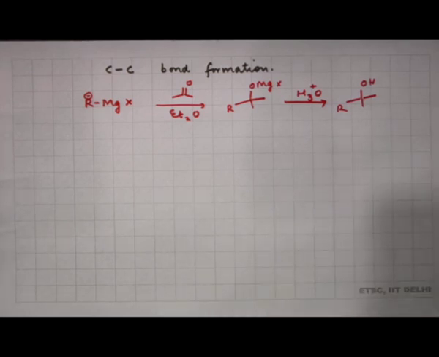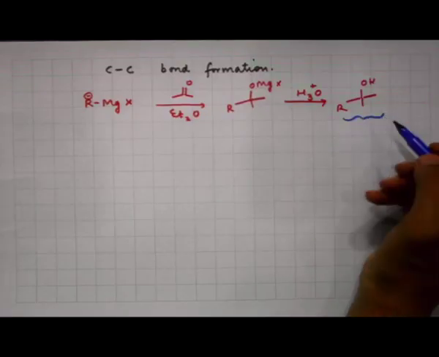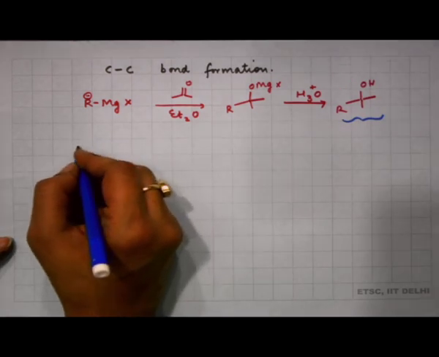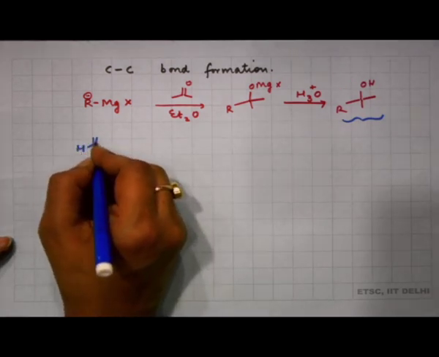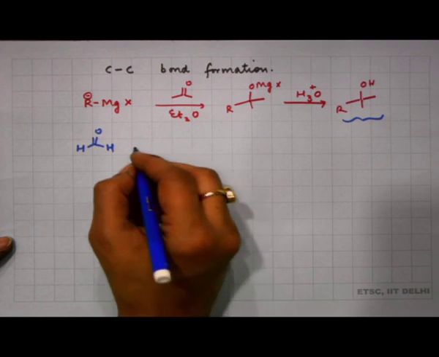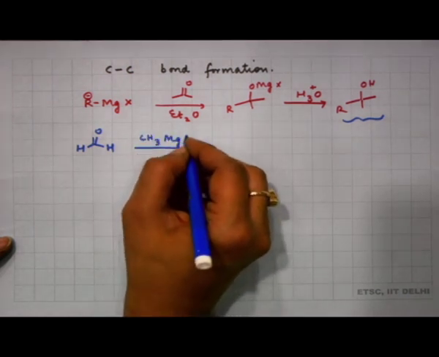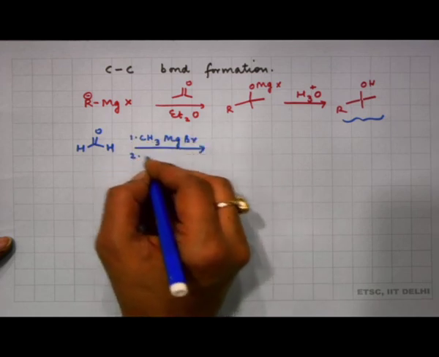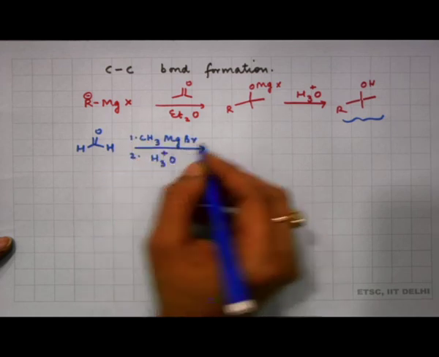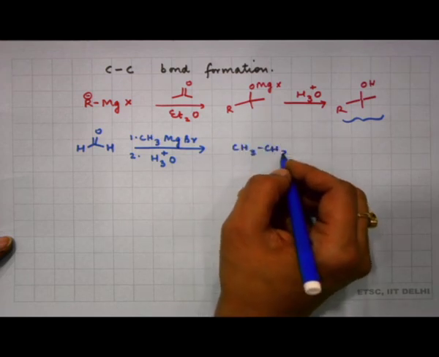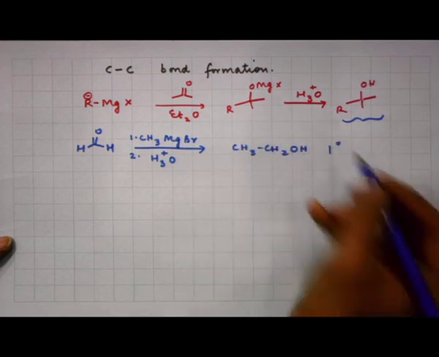So, this is a very powerful strategy, because depending upon the carbonyl you start from, you can get a range of alcohols which could be 1 degree, 2 degree or 3 degree alcohols. So, if you start with something like a formaldehyde and treat it with methyl magnesium bromide followed by hydrolysis, you get the corresponding 1 degree alcohol.